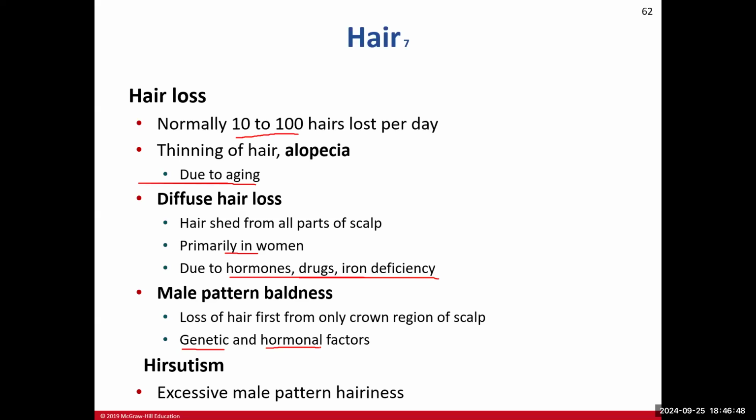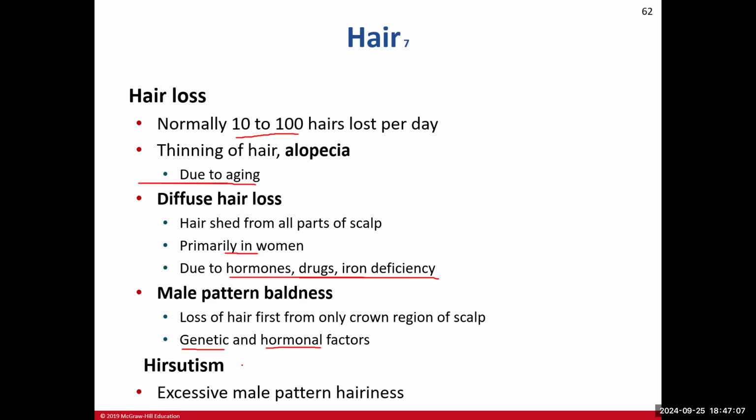And if you see that male pattern baldness in somebody that's relatively young and they've got a pretty big frame, all right, there's a good possibility that that could be from steroids. And in this condition here, hirsutism, that's excessive male pattern hairiness.